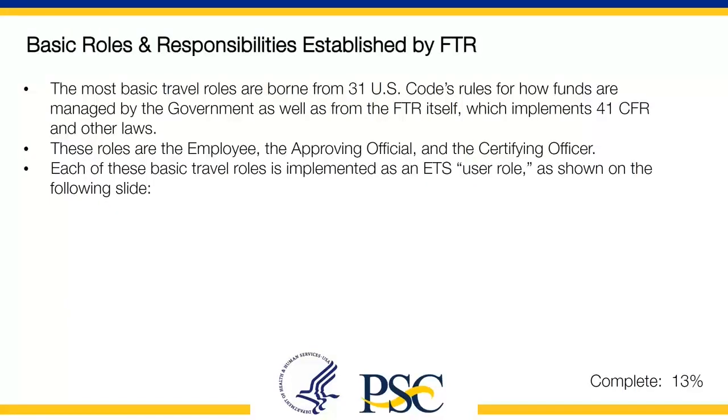The most basic travel roles are born from 31 U.S. Codes rules for how funds are managed by the government as well as from the FTR itself, which implements 41 CFR and other laws. These roles are the employee, the approving official, and the certifying officer. Each of these basic travel roles is implemented as an ETS user role, as shown on the following slide.